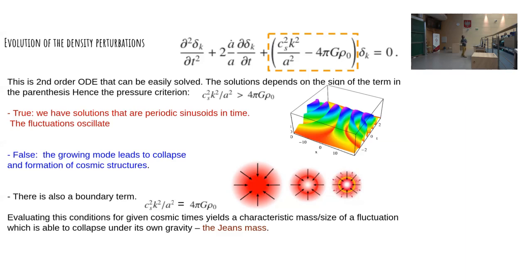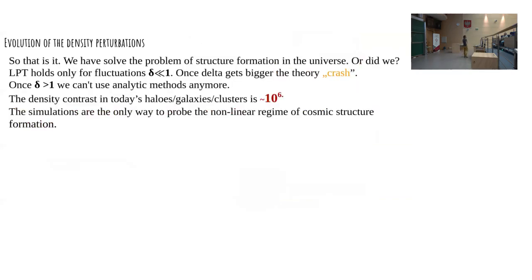And there's also a boundary, exactly where pressure equals self-gravity, between these two regimes. This is very useful because whenever you find this boundary at a given epoch of the history of evolution, you can find a minimum characteristic mass of fluctuation that can start to collapse under its own self-gravity. This is called the Jeans mass. So, yeah, we described how the structure is formed.